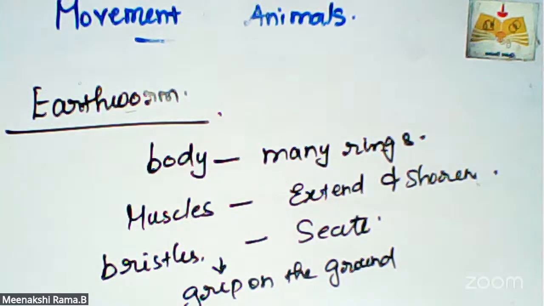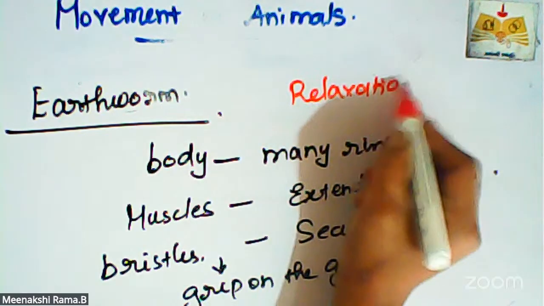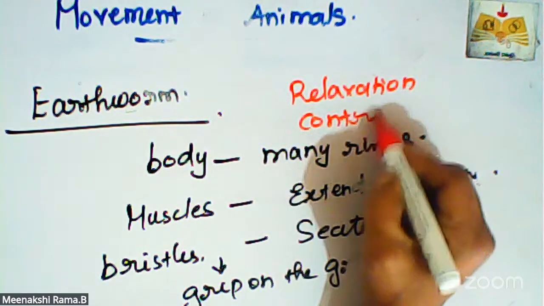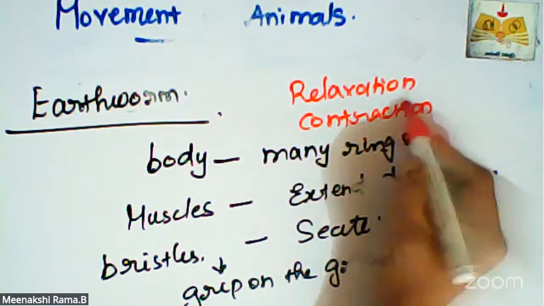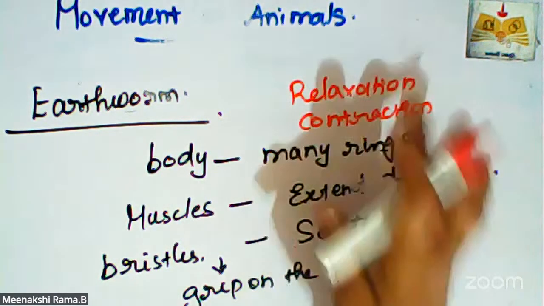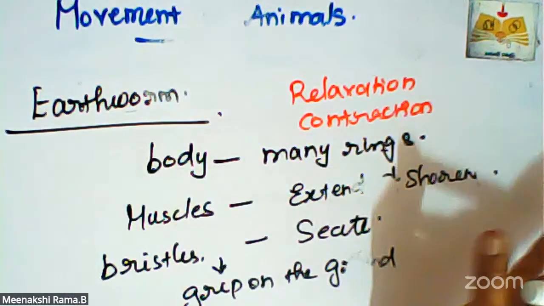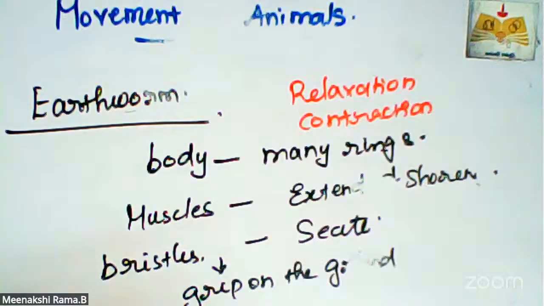Yes. First extension and then shortening, that is elongation, and then relaxation and then contraction. These two actions are done in the body. Relaxation and then contraction. In this way the earthworm moves from one place to another. First they relax their body and then contract their body. So in this way they move from one place to another.